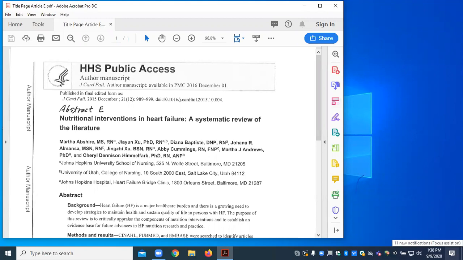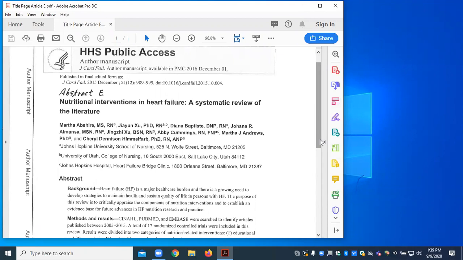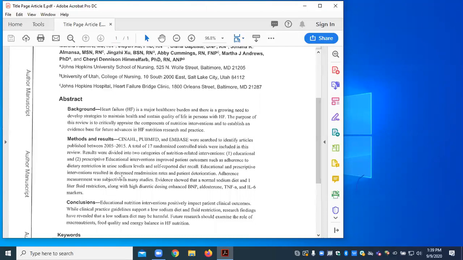Audra Viet, are you there? Yes, ma'am. Okay. You see the abstract E, right? Title page, right? Yes. Read the title. Nutritional Interventions in Heart Failure, a Systematic Review of the Literature. And let's go down a little bit. Let's look at the method and result, okay? If you read the second line, it said, can you read the method and result? The second line, where it starts with a total of 17? Yes, a total of 17 randomized controlled trials were included in this review.